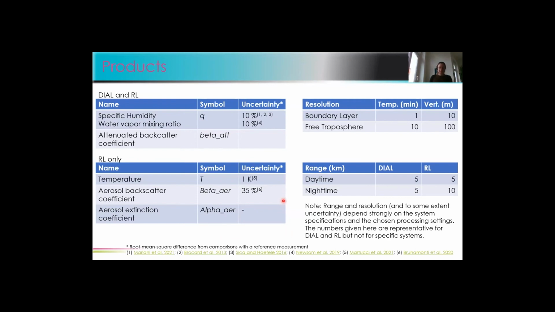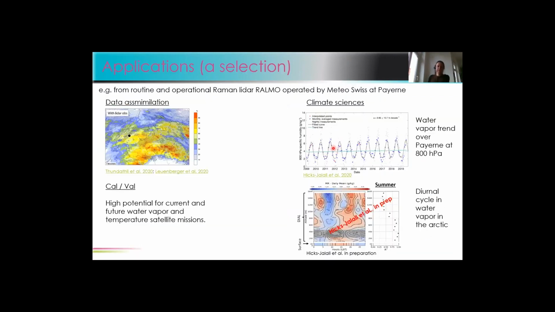But important to mention here is that the quality, so the uncertainty and the resolution in time and height, is really, really useful for different applications and important ones, such as shown for the routine and operational Raman LiDAR RIMO operated by Meteo Swiss at Payerne.